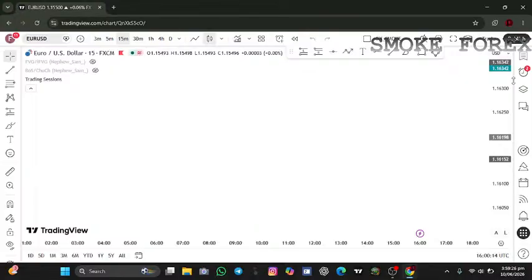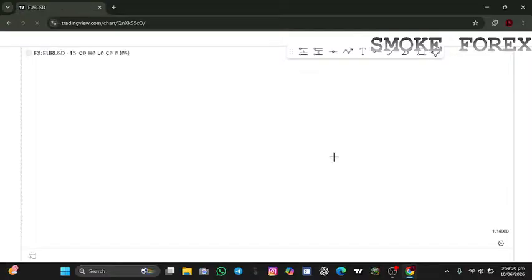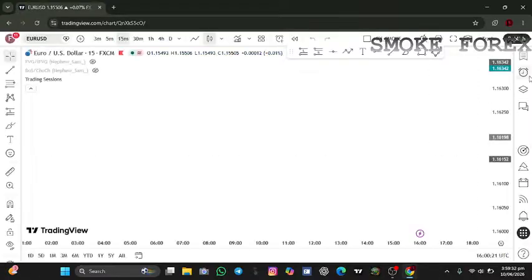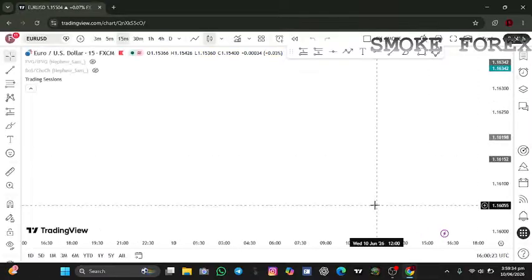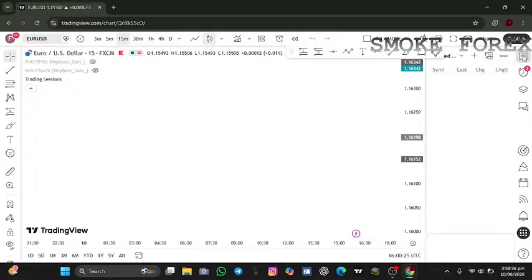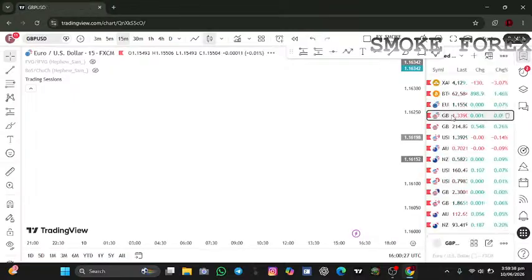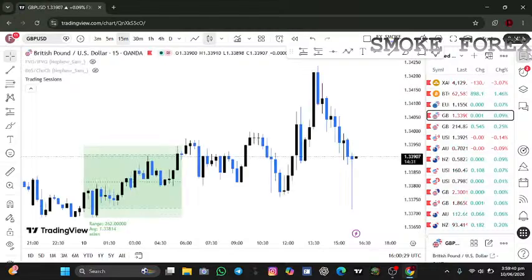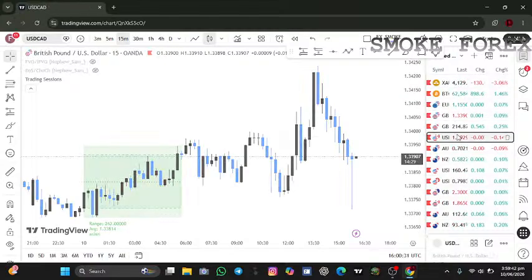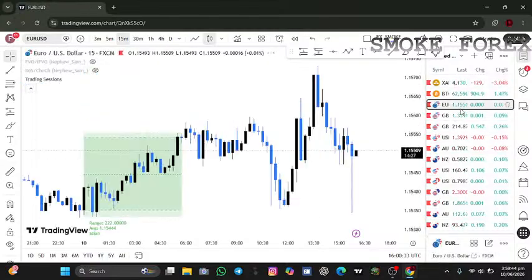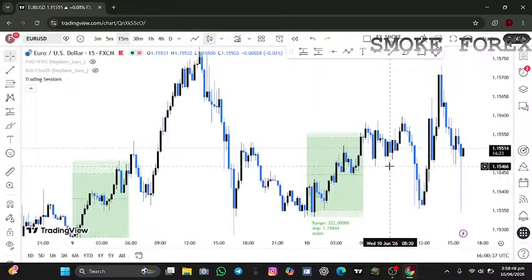So starting off, I do want to load my chart. Why is my chart glitching? Why is my candlestick? Okay, so I think I would love to start with EUR/USD. That's where I roll my this one.